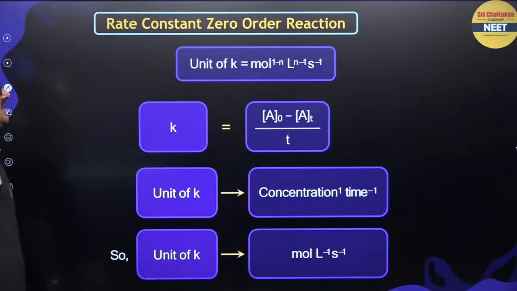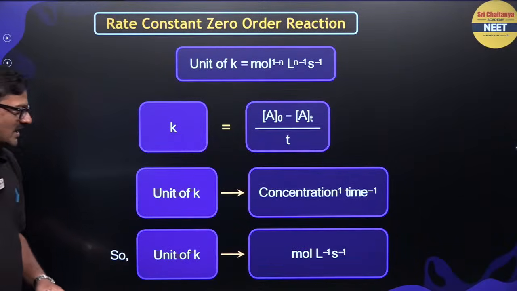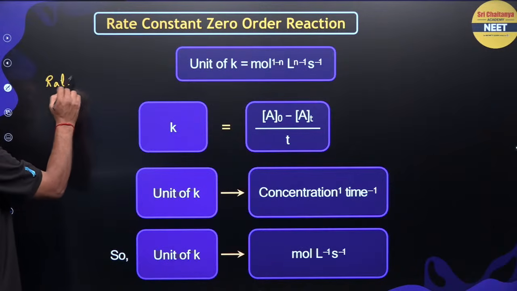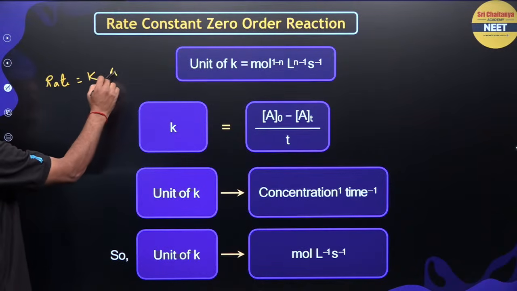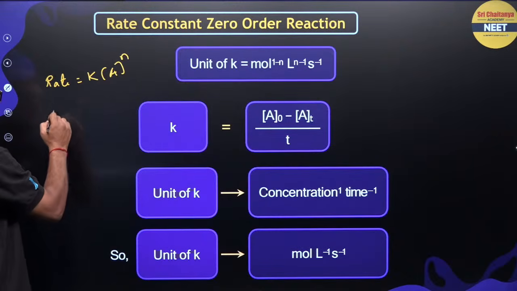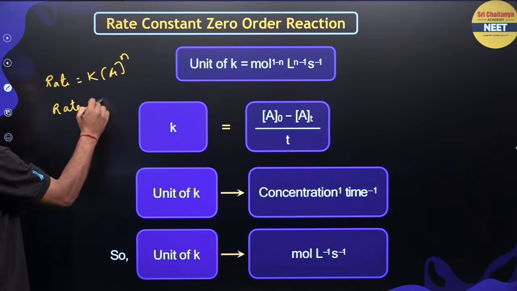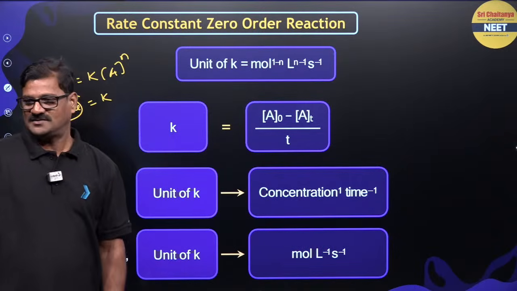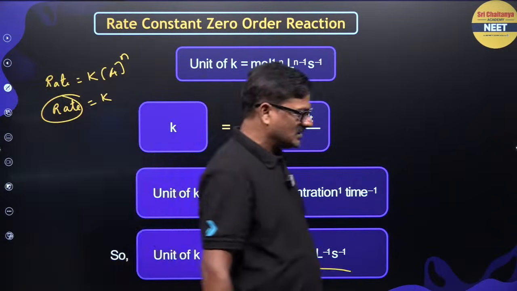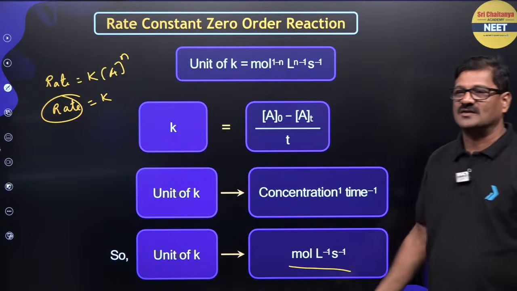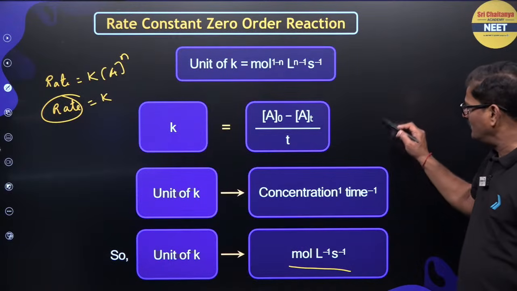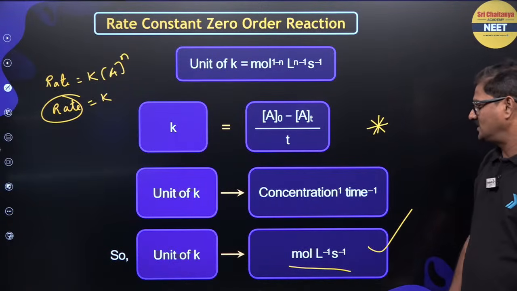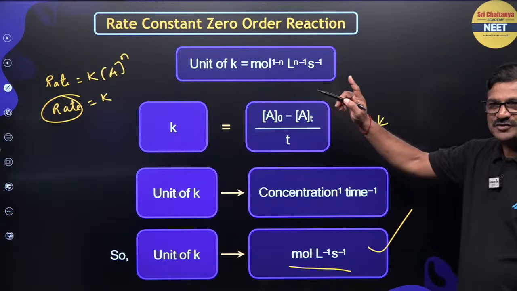And moving ahead, unit of the rate constant. As I said, rate is equal to K concentration of A to the power n. For zero order, n is 0, so rate is equal to K. So rate ka constant, so mole, liter inverse and second inverse. So by looking at that, we can say what is the order of a reaction. Simple, very, very important, this particular rate constant. Any doubt, bachcho?